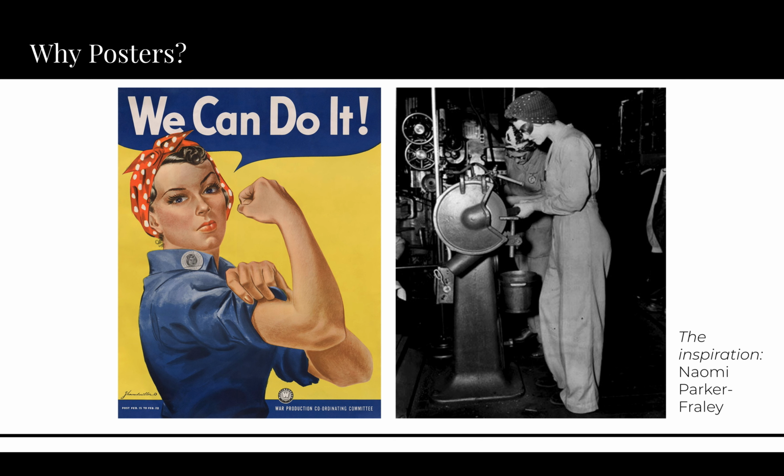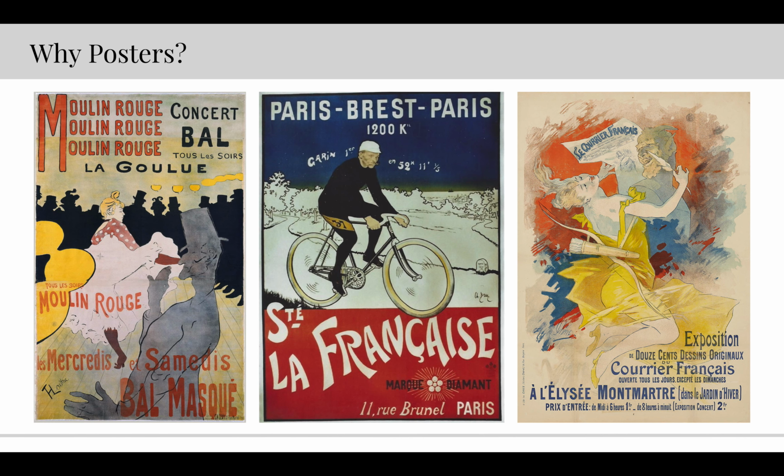So, why posters? The best posters fuse the word and image into one unforgettable impression. They're powerful simply on a grand scale. J. Howard Miller's famous We Can Do It poster, created during World War II, inspired a generation of women to step outside the rigid social roles they were raised with. Overnight, Rosie the Riveter became an American icon for women's independence.